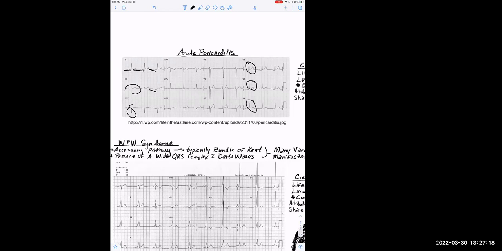One of the things that you'll see a lot of times in stage two is PR segment depression. Just a little piece of trivia here, you normally see more of a PR segment depression in patients that are suffering from a viral pericarditis versus a bacterial pericarditis. So that's just a little piece of trivia there. So Chris, anything you'd like to add to that?